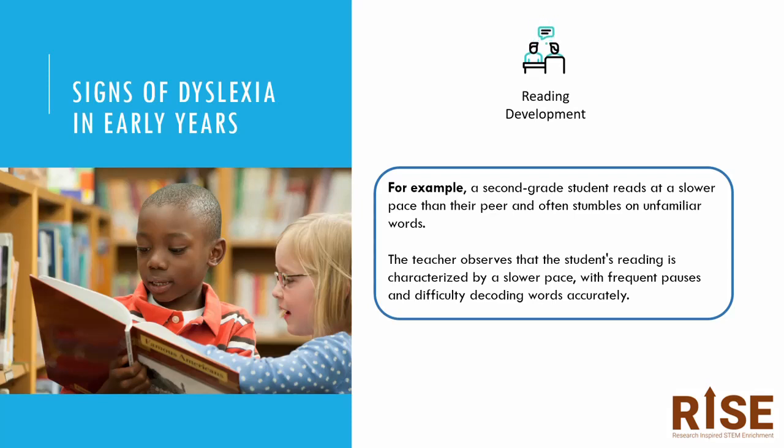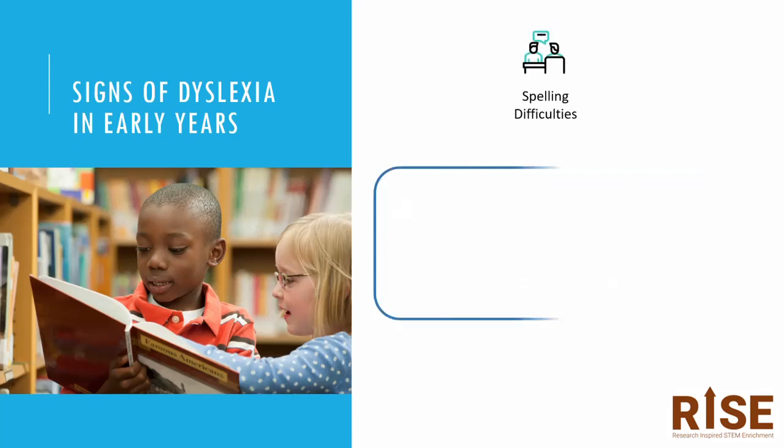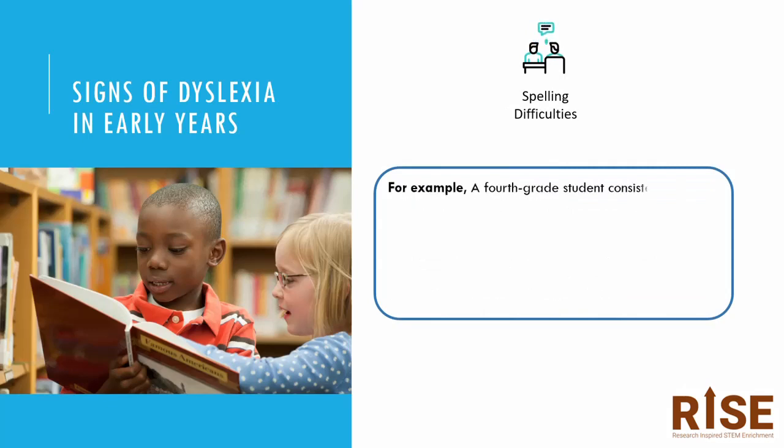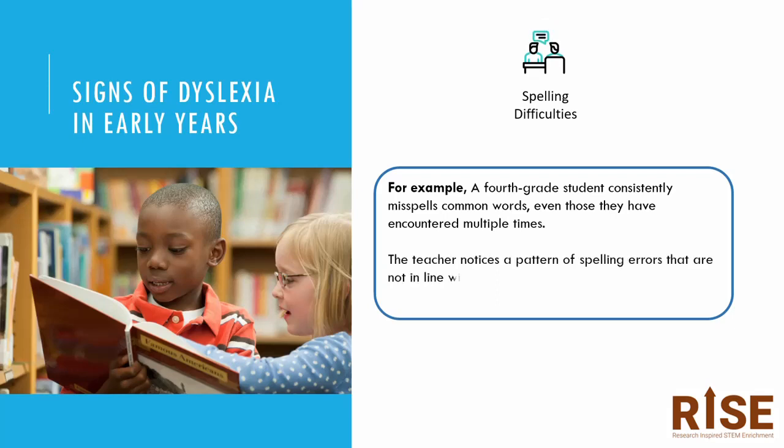Spelling difficulties. Frequent spelling errors that do not align with grade level may persist. The child may struggle to apply phonetic rules consistently when spelling words. For example, a fourth-grade student consistently misspells common words, even those they have encountered multiple times. The teacher notices a pattern of spelling errors that are not in line with the student's grade level. The student may struggle to apply phonetic rules consistently.